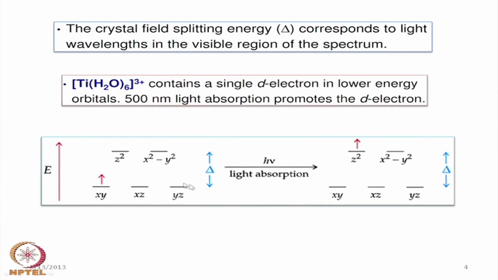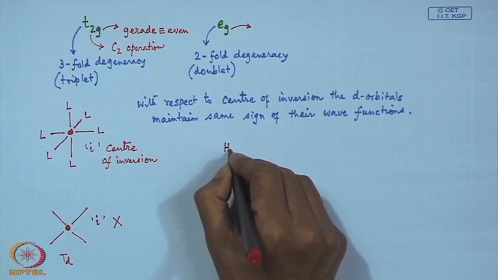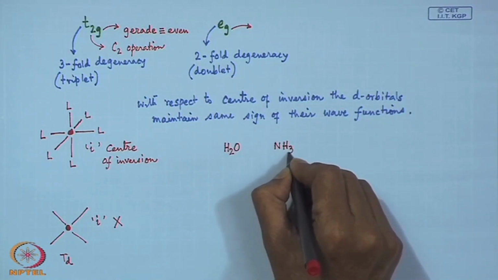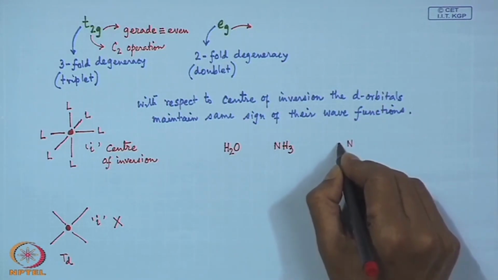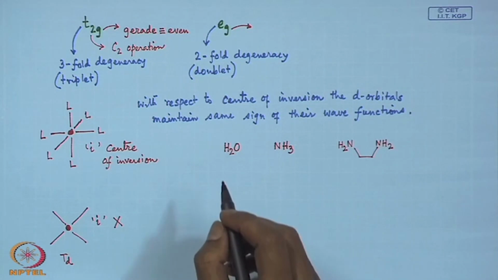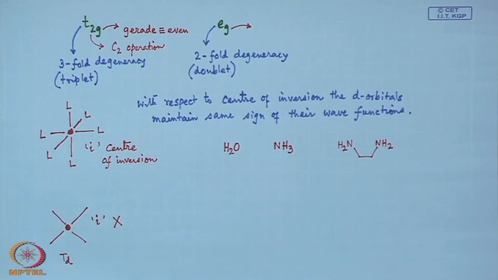So the electron is responsible for this particular transition, and light absorption can take place, and we can promote this electron either to dz square or dx square minus y square. So this absorption spectra of different complexes therefore indicate that the crystal field splitting energy depends on the nature of the ligand. So if we have the corresponding metal ion surrounded by water molecule or surrounded by ammonia or ethylene diamine, the corresponding absorption energy will depend on the nature of these ligands.